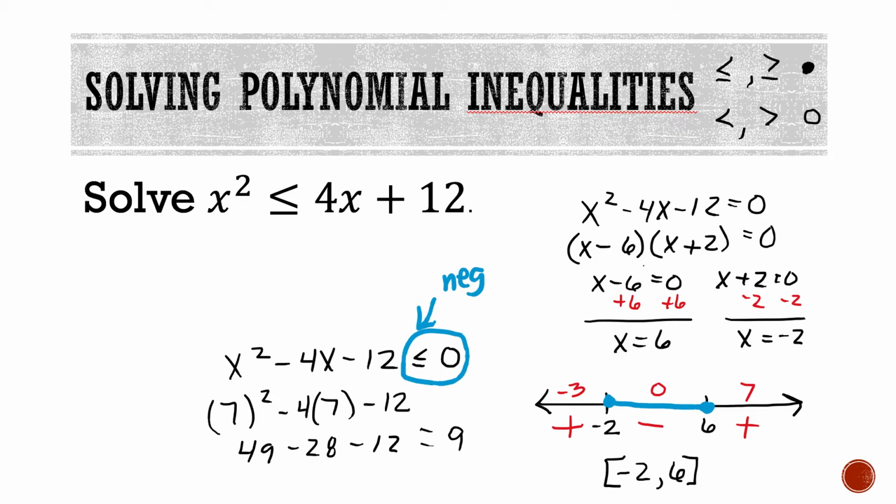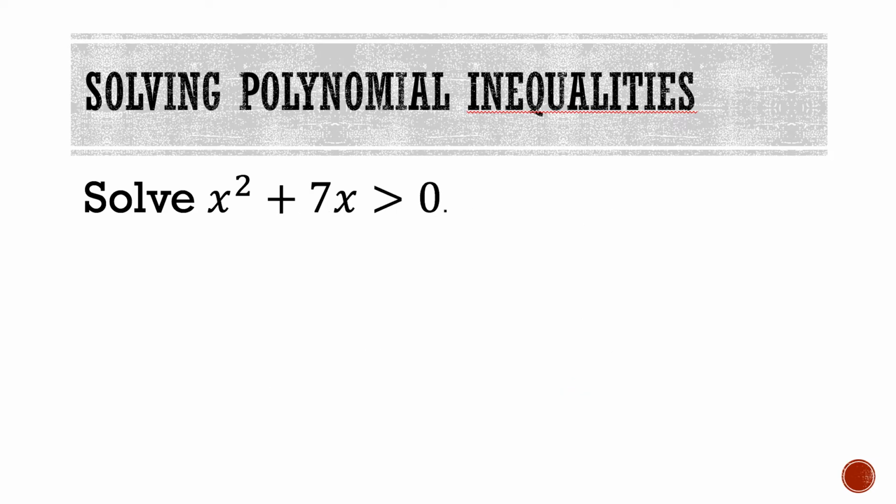All right, so I'm going to go ahead and look at one more example with you. This one, we want to solve x squared plus 7x is greater than 0. And so again, we want everything to one side and 0 on the other. That part is done for us. And so the first step is taking our expression, which is quadratic, and finding the zeros for that expression.